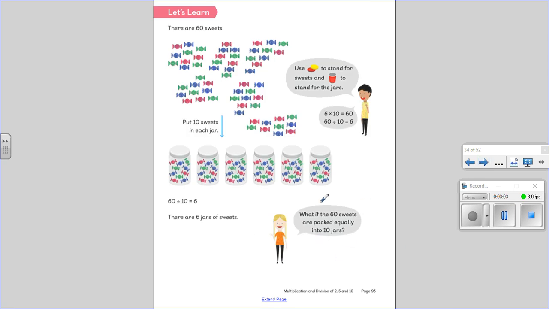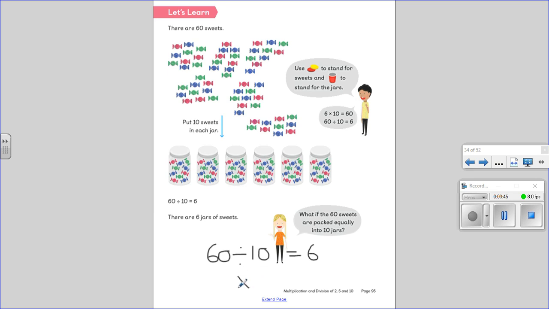Okay, this one you can try at home as well. So what if the 60 sweets are packed equally into jars? So you're sharing the 60 sweets into 10 jars this time. Pause the video now if you want to have a go. Okay, so your division equation would be, we've got our 60 sweets, we know how many we have altogether, and we are packing them equally into 10 jars this time. And what we want to know is how many sweets are in each jar, and that would be 6. Well done if you got that.